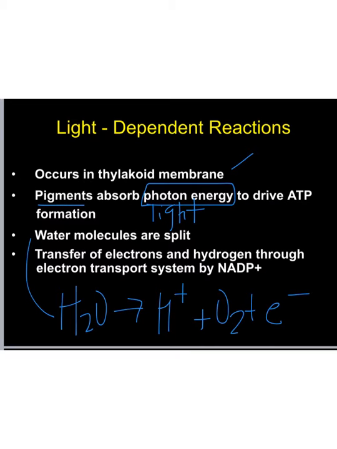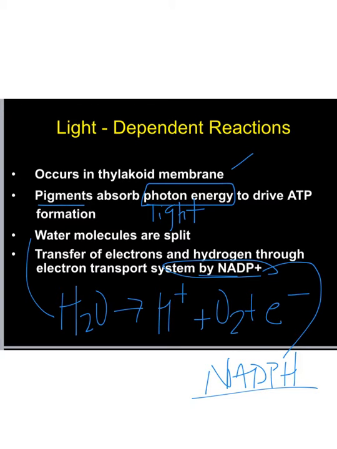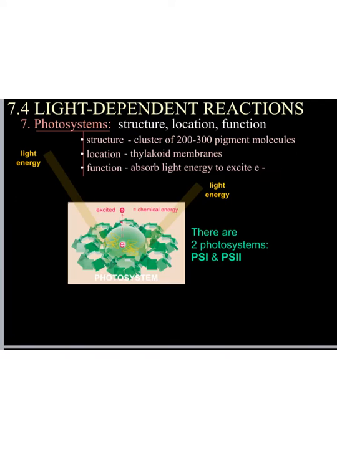And then we're going to have an electron transport system just like we had in cellular respiration, where we took those electrons and bumped them down the steps and sent them through the membranes. The same thing happens here in photosynthesis: we get the transfer of those electrons and hydrogen ions through that electron transport system, and we're going to use the NADP+, converting that to NADPH as we do that. So we'll talk through these steps.